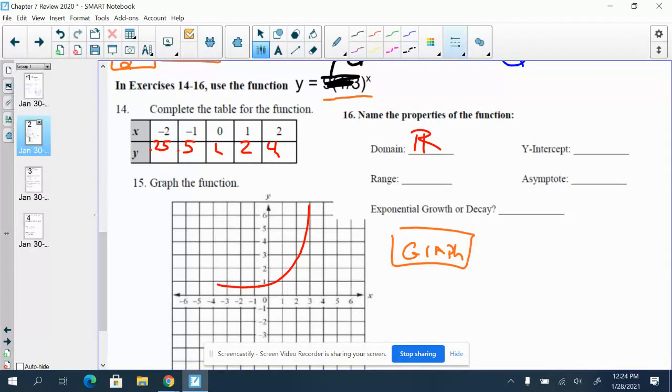Now the range, that's your Y. So you're going to look at the graph. If you look at your graph, and my graph isn't great, it's real close to the x-axis, but it never touches, right? So it's going to be greater than 0. It's anything bigger than 0.